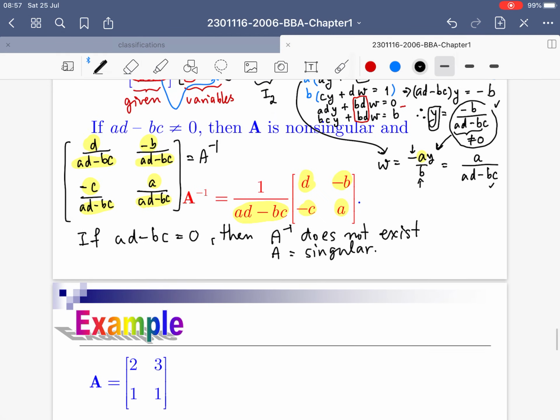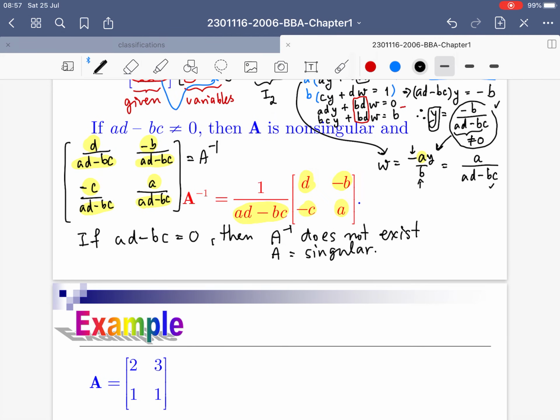So for example, if you look at this one, here's your A, B, and then C, D. It looks like you do a cross multiply. So your AD minus BC is 2 and 1, and then you do another cross multiply with negative 1 and 3. So you got negative 1, which is not 0. So it means that your A inverse exists for this example.